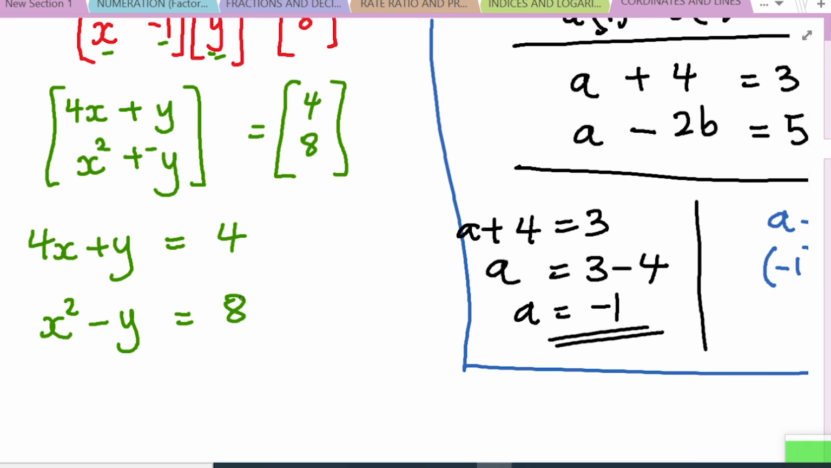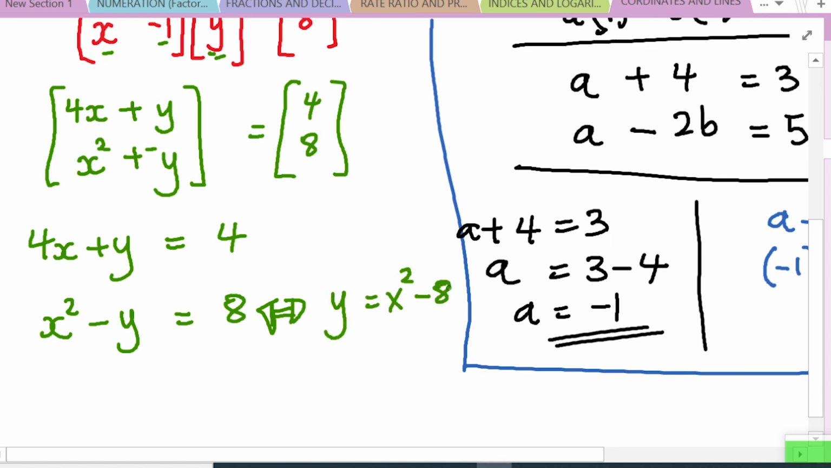So let's try doing so by substitution. Let me get the second equation here, make y the subject of the formula, and substitute it in the first. From this second equation, when we make y the subject of the formula, we can already see that y becomes x squared minus 8. So let's substitute that in the first equation.